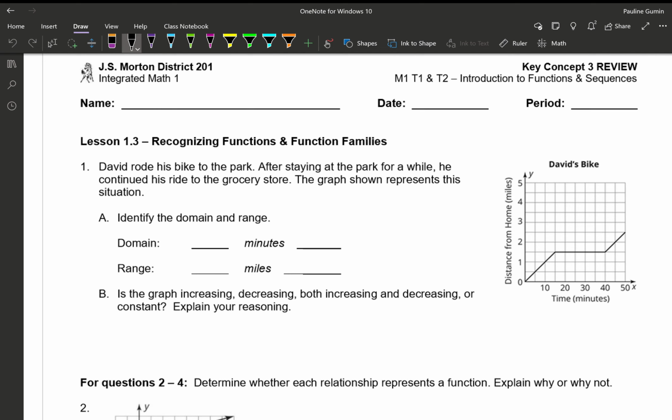Alright, let's get started. David rode his bike to the park. After staying at the park for a while, he continued his ride to the grocery store. The graph shown represents this situation. Let's identify the domain and range.